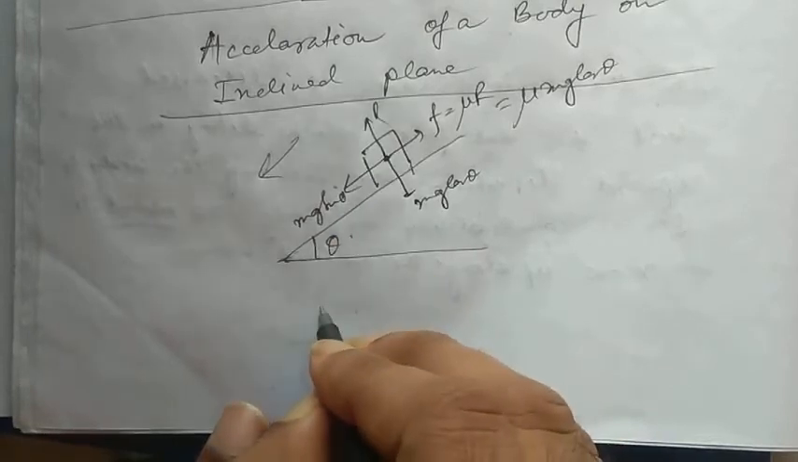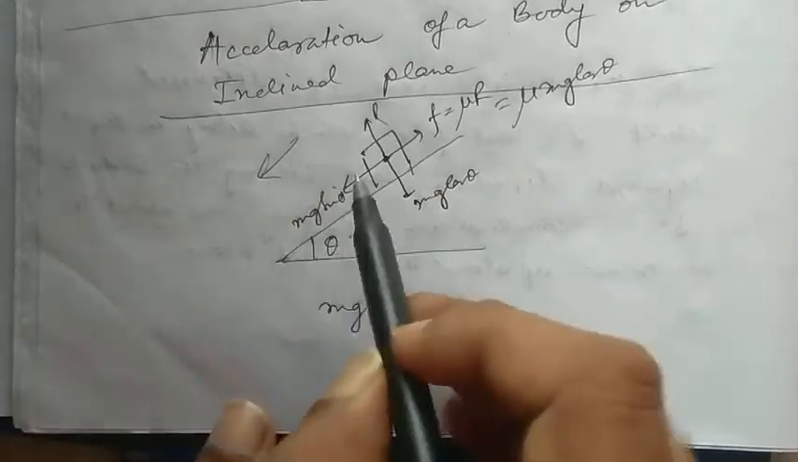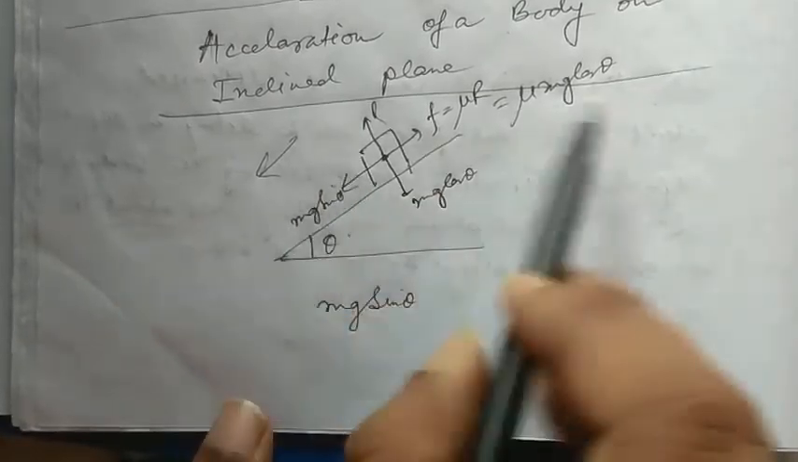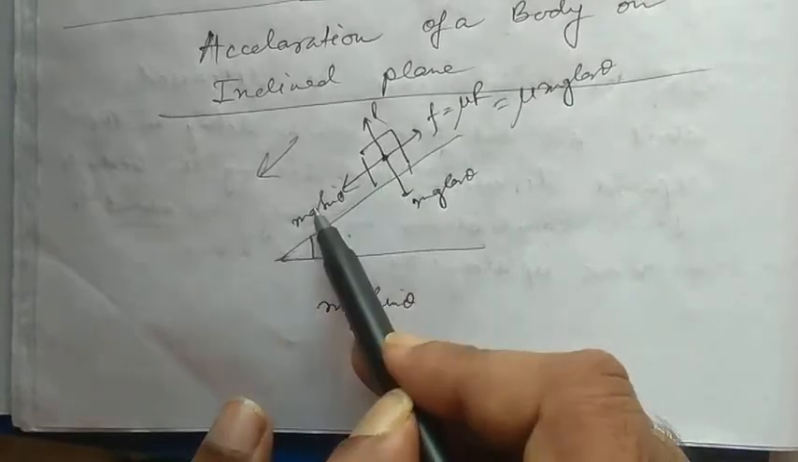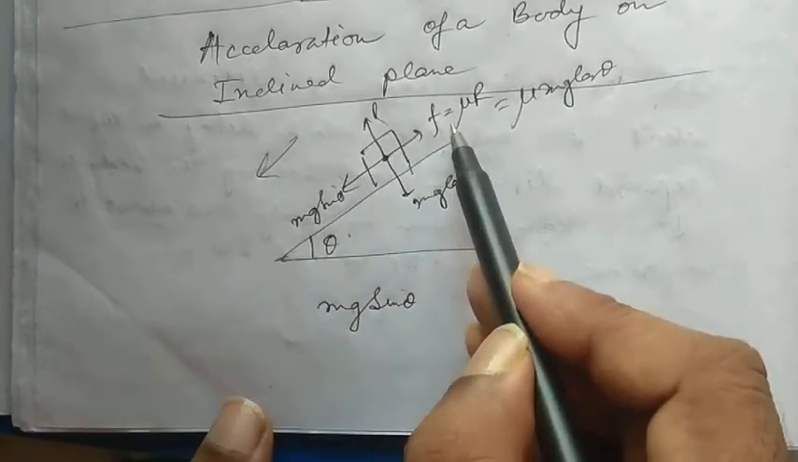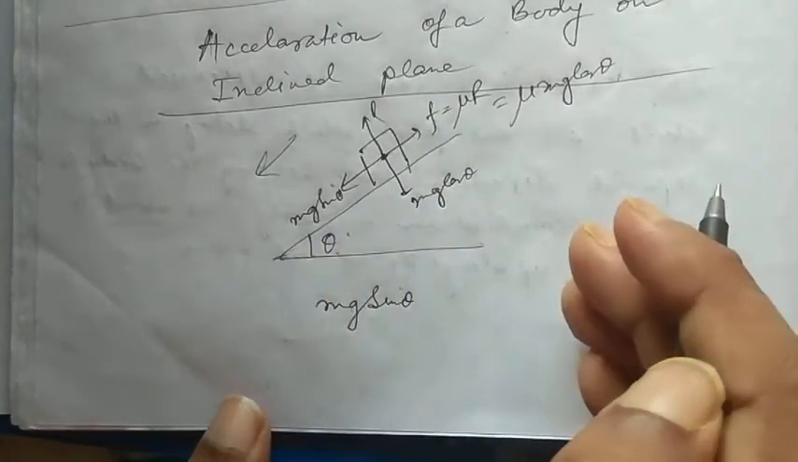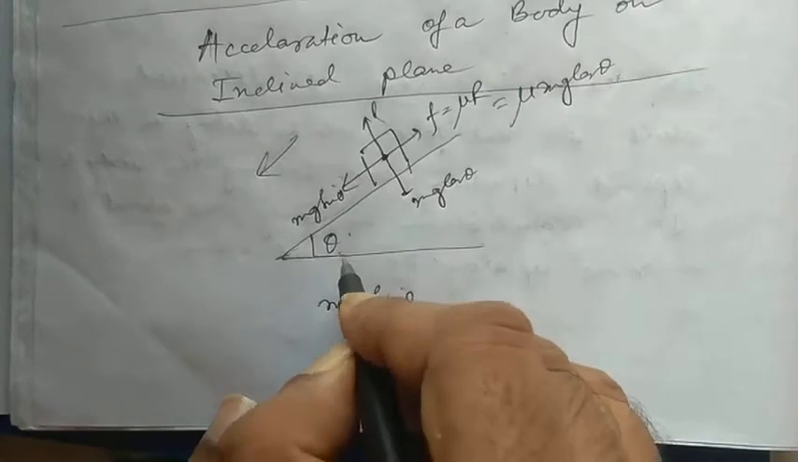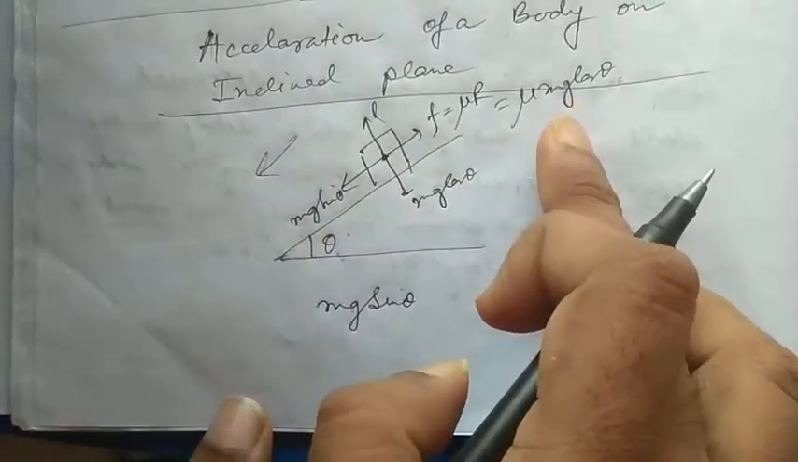Now what will the value of mg sin theta be? If the body falls, that means the value of mg sin theta is more than the value of mu mg cos theta. The downward force is more than the upward resisting force, or rather we can say that this angle theta is more than the repose angle. If this angle theta is more than the repose angle, then mg sin theta will also be greater than mu mg cos theta.